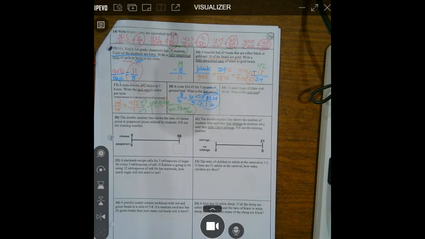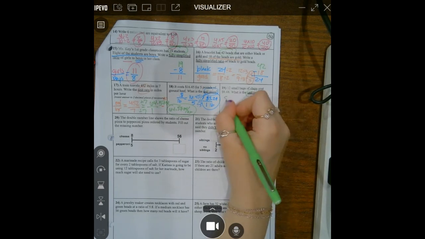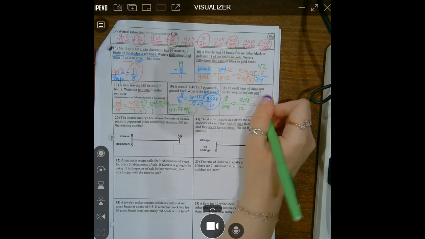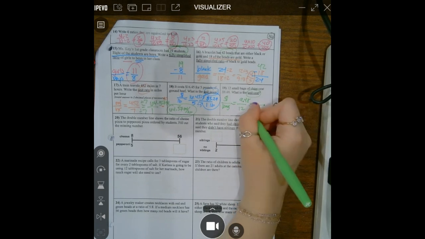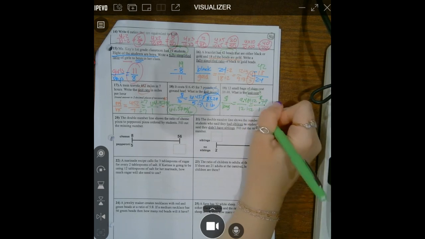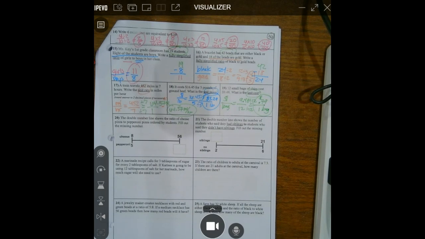Okay, last one for this section says 12 small bags of chips cost $9.48. What's the unit cost? Okay, well, for unit cost, remember, you want to find how much it is for 1 bag of chips. Well, they say it's $9.48 for 12 bags. So to get from 12 bags to 1 bag, you would divide by 12, and then do the same thing on top. Well, 9.48 divided by 12 is 79 cents. So it's 79 cents per bag of chips. Don't I wish? Okay, we need to tell that to all the sandwich places, right?